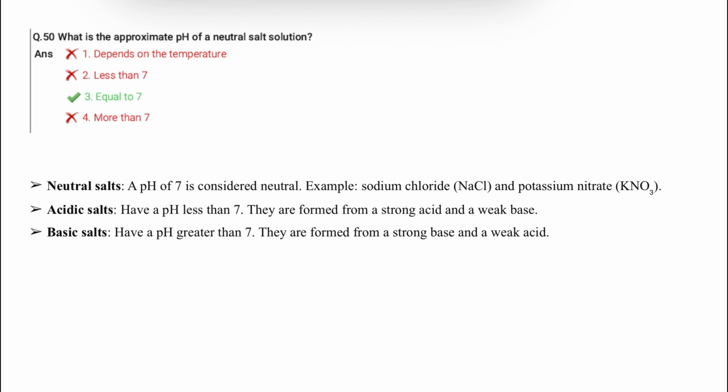Question number 50. What is the approximate pH of neutral salt solution? For neutral salts, pH is 7. A pH of 7 is considered neutral. Examples are sodium chloride, potassium nitrate. Acidic salts have pH less than 7. These are formed from a strong acid and weak base. Basic salts have pH greater than 7. These are formed from a strong base and weak acid. So correct answer is option 3. For neutral salt solution, pH is equal to 7.